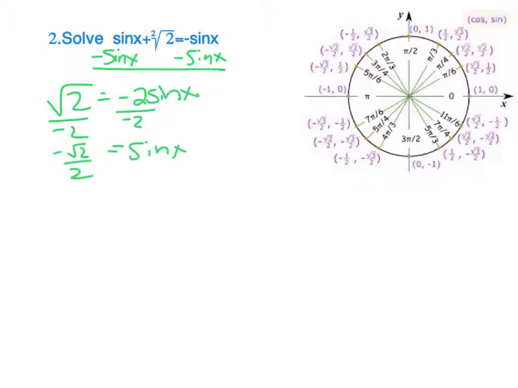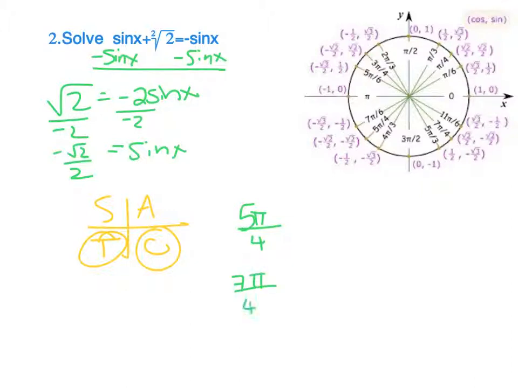And sine is negative in my 2 bottom quadrants. So that means I'm looking for where sine is negative square root of 2 over 2, which is 5 pi over 4, and the other one where it's at 7 pi over 4. And since these are next to each other, 5 pi over 4, start with that part, and 7 pi over 4, I have to add 2n pi.